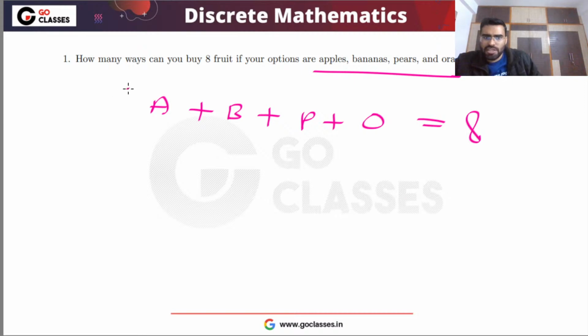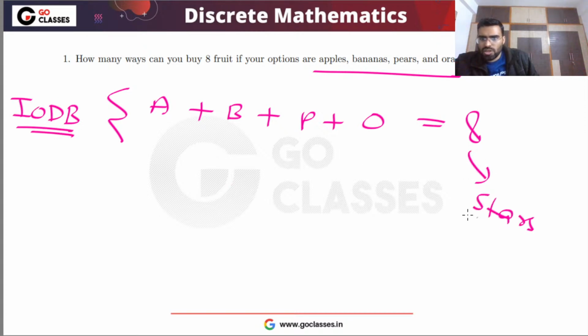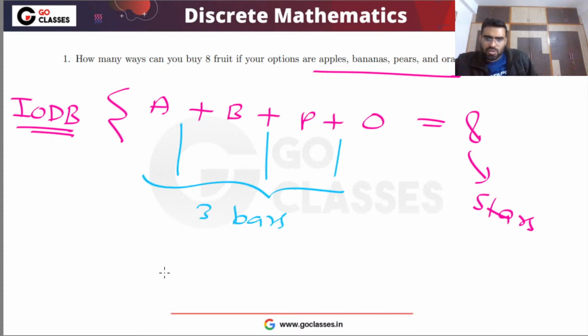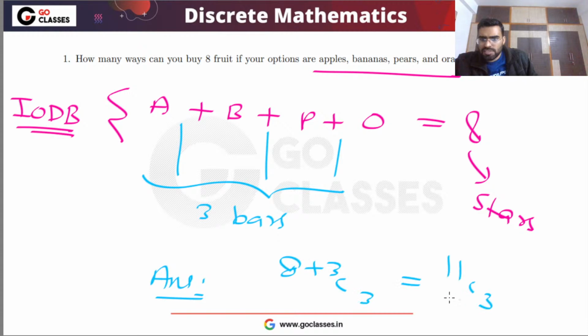So this is your IODB. Here these are the stars you can notice. And in total how many bars do you have? Total 3 bars you have. So the final answer will be what? The answer will be 8 plus 3 C3. So the answer will be 11 C3. Okay, for this question the answer is 11 C3.